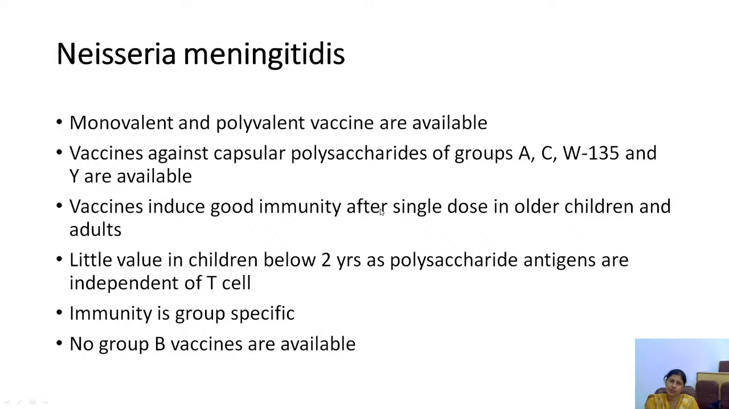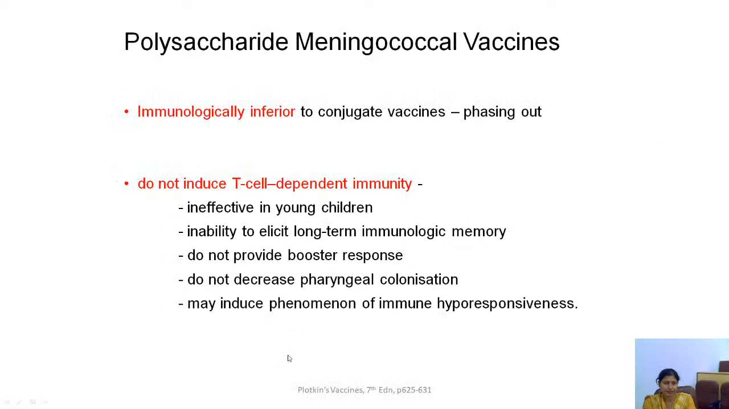They induce good immunity after a single dose only, and same as the pneumococcal vaccine, they do not produce immunity in less than 2 years. Immunity is group specific. No group B vaccine is available. Immunologically, they are inferior to conjugate vaccines. They do not induce T cell dependent immunity. They are hence ineffective in young children, with inability to elicit long-term immunologic memory. They do not provide a booster response.